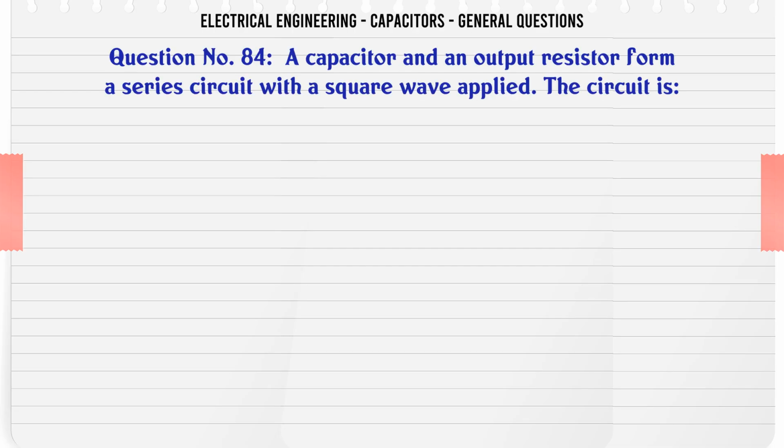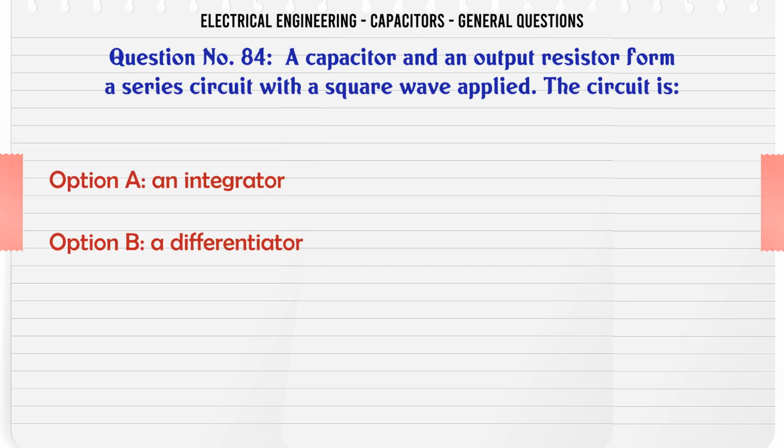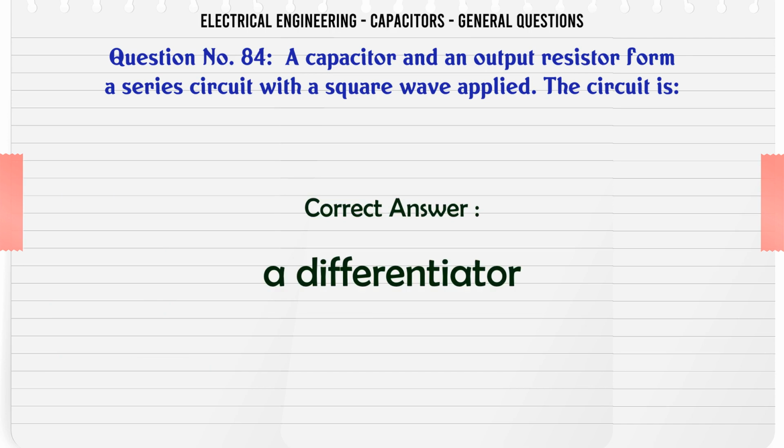A capacitor and an output resistor form a series circuit with a square wave applied. The circuit is A. an integrator, B. a differentiator, C. a multiplier, D. a divider. The correct answer is a differentiator.